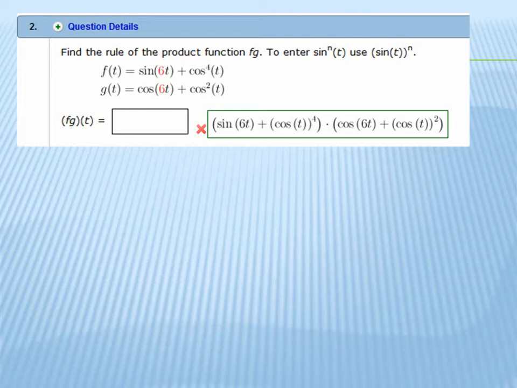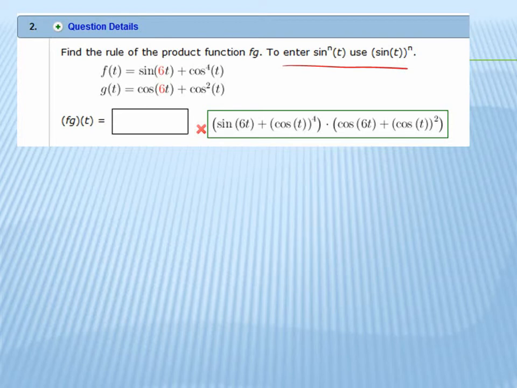Again, this is a multiplication. They just want you to multiply the two functions, f and g. And I believe WebAssign uses computer algebra software to multiply things out, and I believe that's not what they wanted. I think they wanted you to FOIL it out. So let's do that.